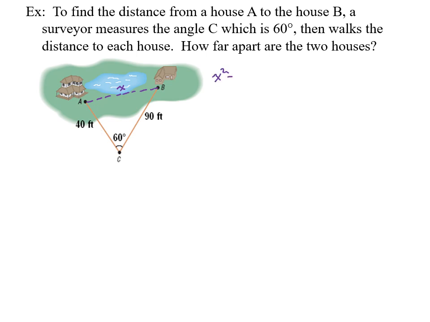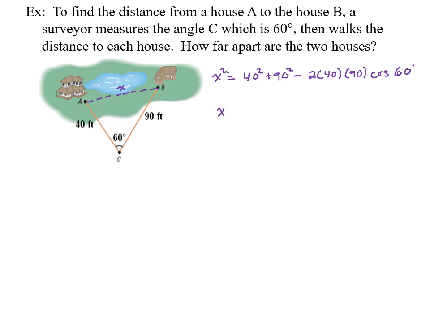Here I would have that this distance squared is the two sides, the 40 and 90, not 40 and 60. 40 squared and 90 squared minus 2 times 40 times 90 times the cosine of the angle between them, which is 60 degrees. And I would just go straight to the calculator and type that in and see what I get. 40 squared plus 90 squared minus 2 times 40 times 90 times cosine of 60. By the way, cosine of 60 is 1/2, so you could do this one pretty easily by hand.